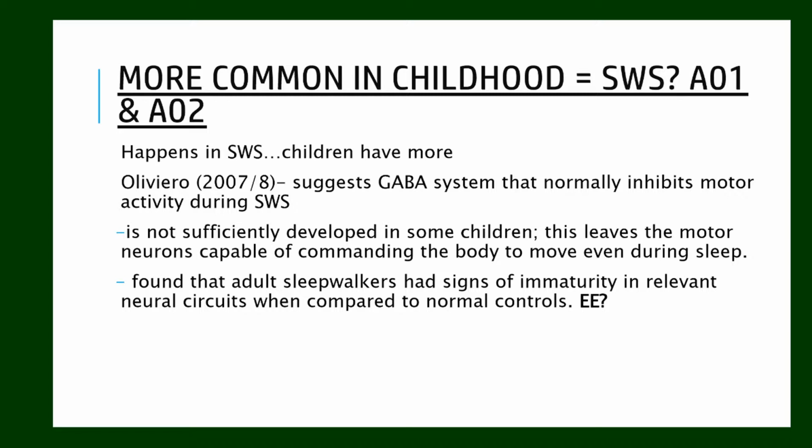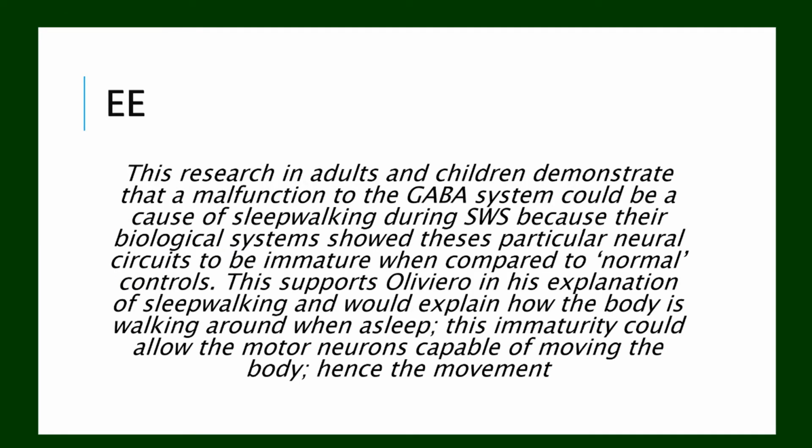Now, the evaluation for this. This research in adults and children demonstrates that a malfunction of the GABA system could be a cause of sleepwalking during slow wave sleep, because their biological system showed that these particular neural circuits were immature when compared to normal controls. This supports Oliviero's explanation of sleepwalking and would explain how the body is walking around when asleep. This immaturity could allow the motor neurons to be capable of moving the body, hence the movement. So for us, this may be the best explanation for this particular disorder.